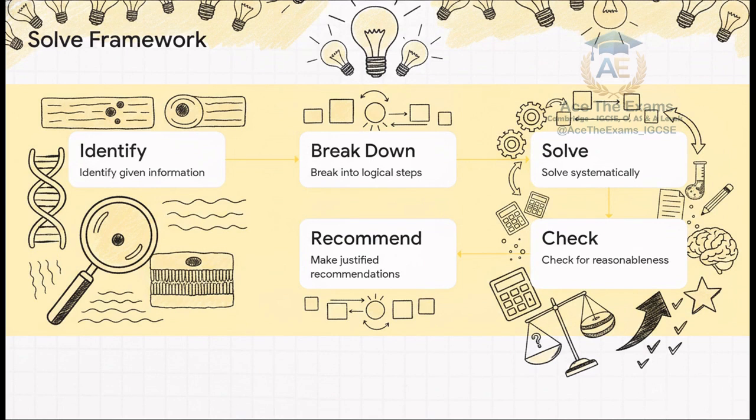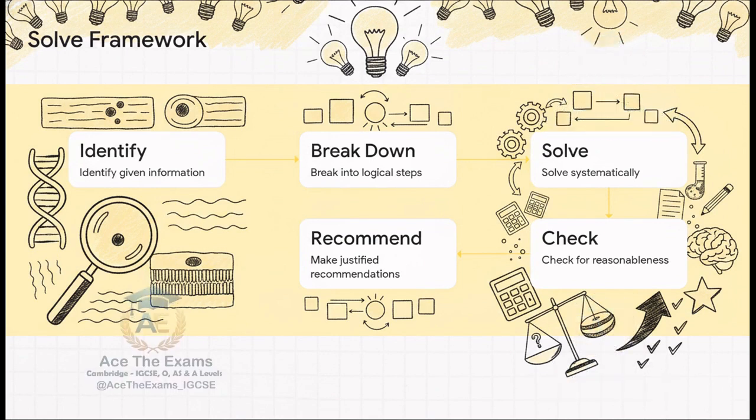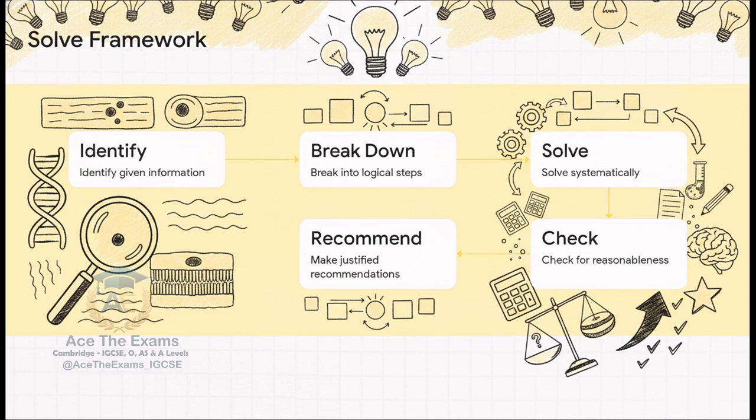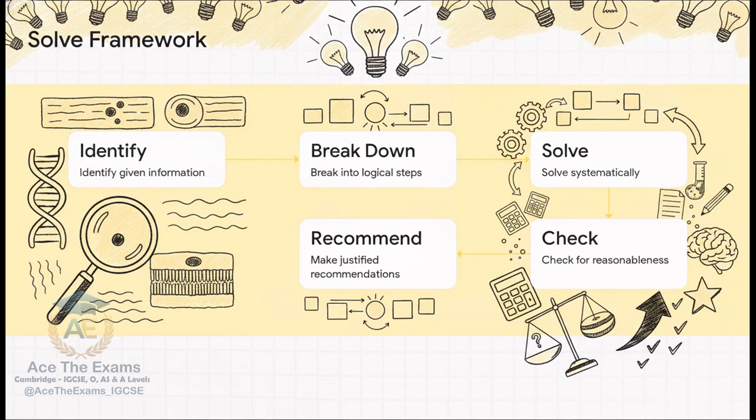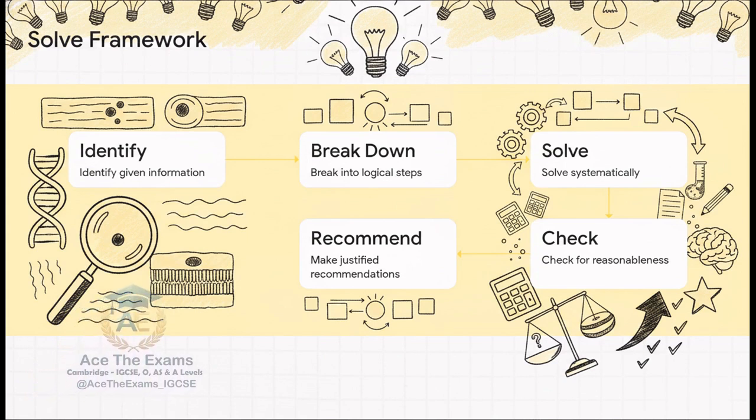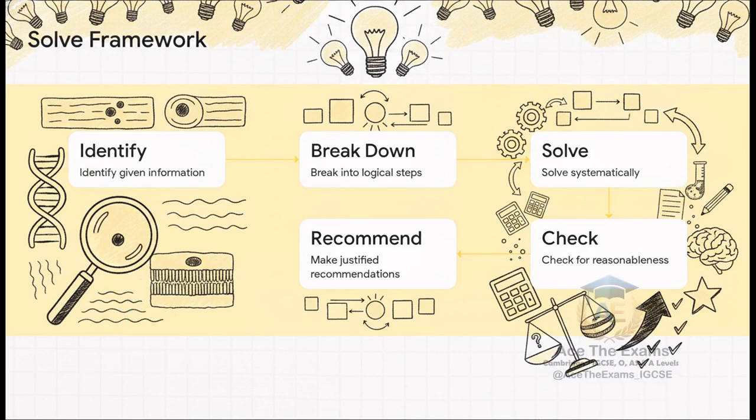To make sure you literally never make that third mistake, you've got to use this specific problem-solving framework that top-scoring candidates rely on. We call it deconstruct, solve, evaluate. First, identify the given information. Really anchor yourself in the context. Second, break the problem down into logical steps. Third, solve it systematically. Fourth, check for reasonableness. Like, ask yourself, does this actually align with the theoretical foundations of membrane fluidity? And finally, make justified recommendations. This framework forces you to actually use the context.